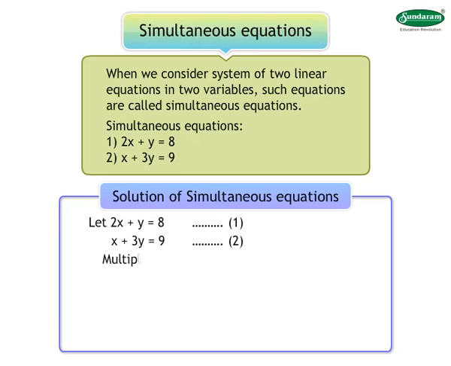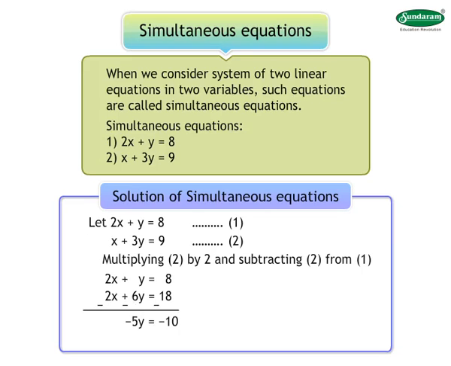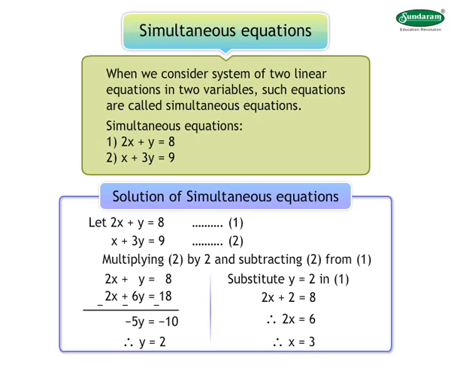simultaneously. We will multiply equation 2 by 2 and subtract equation 2 from equation 1, we get minus 5y is equal to minus 10. Therefore, y is equal to 2. Now, we will substitute y is equal to 2 in equation 1. We get 2x plus 2 is equal to 8. Therefore, 2x is equal to 6. Therefore, x is equal to 3.